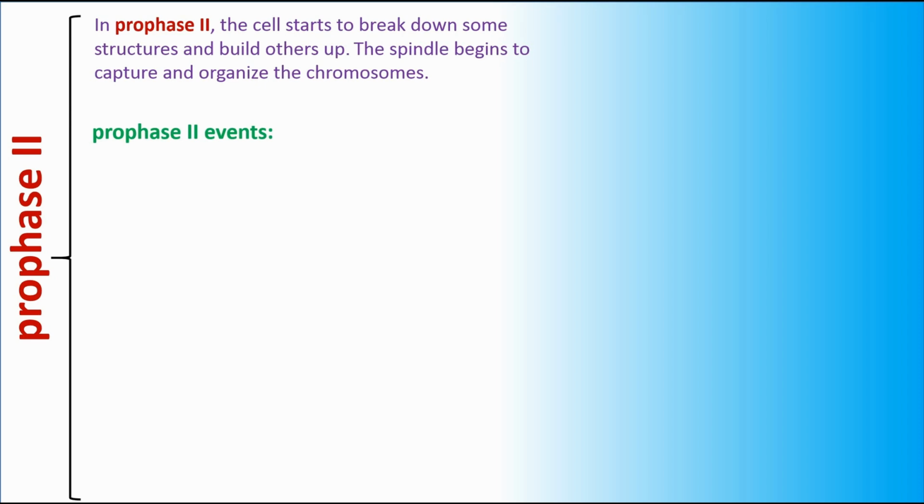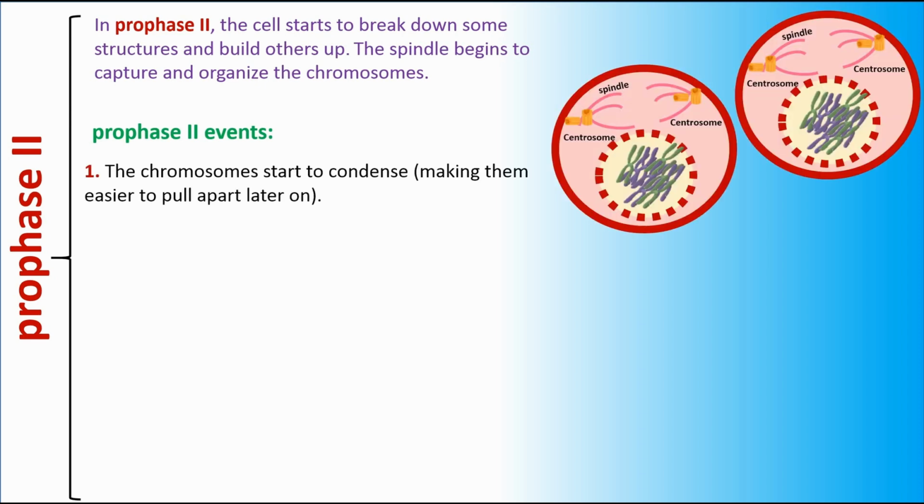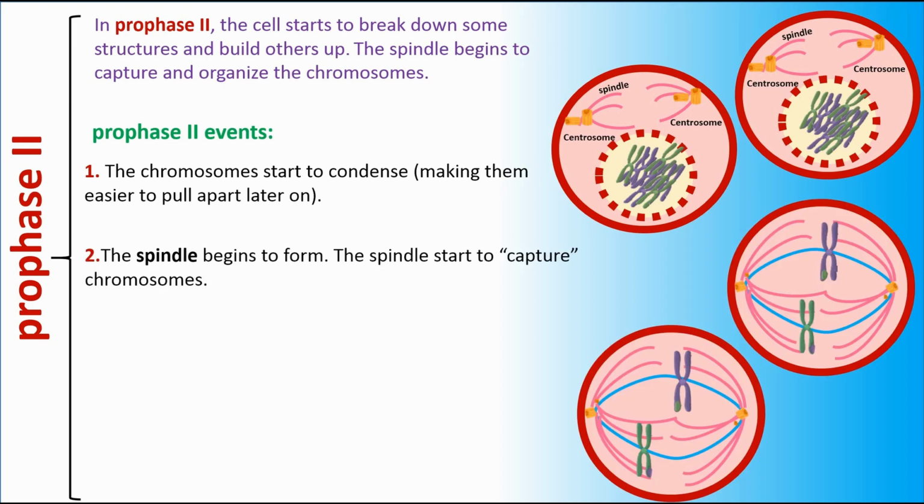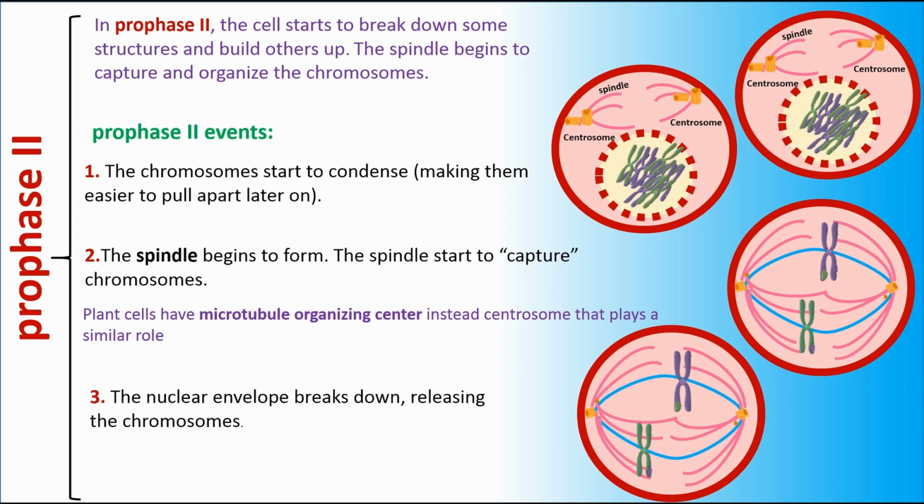Prophase II events. Number 1. The chromosomes start to condense, making them easier to pull apart later on. Number 2. The spindle begins to form. The spindle starts to capture chromosomes. Plant cells have a microtubule organizing center, instead of a centrosome, that plays a similar role. Number 3. The nuclear envelope breaks down, releasing the chromosomes.